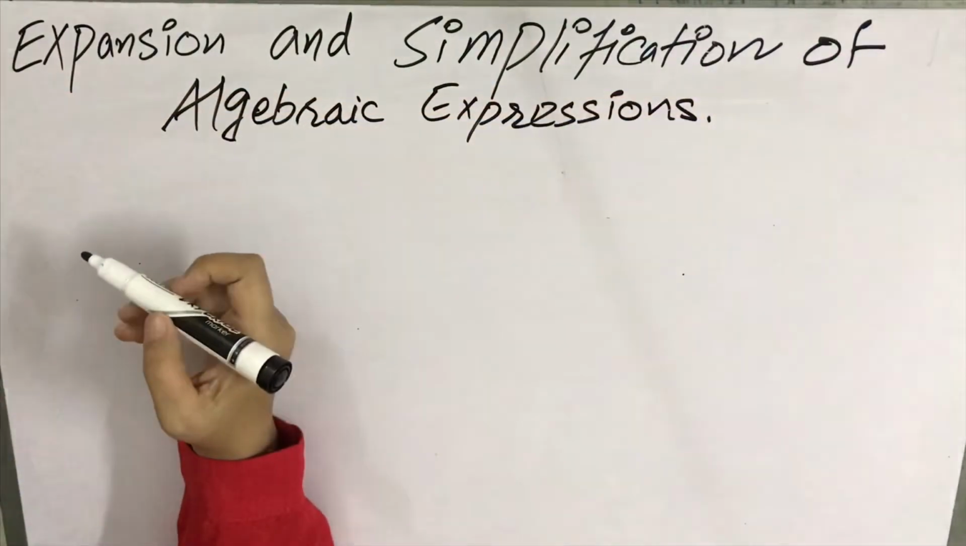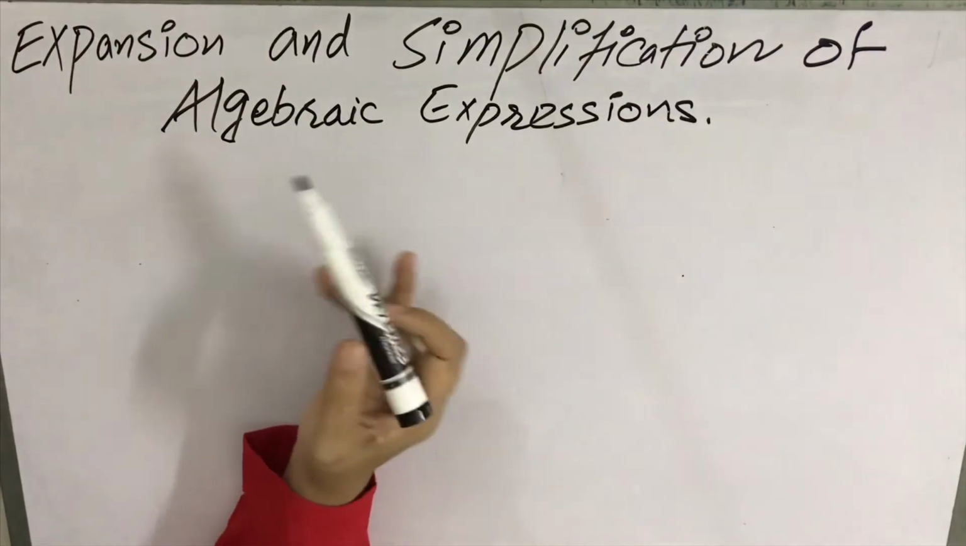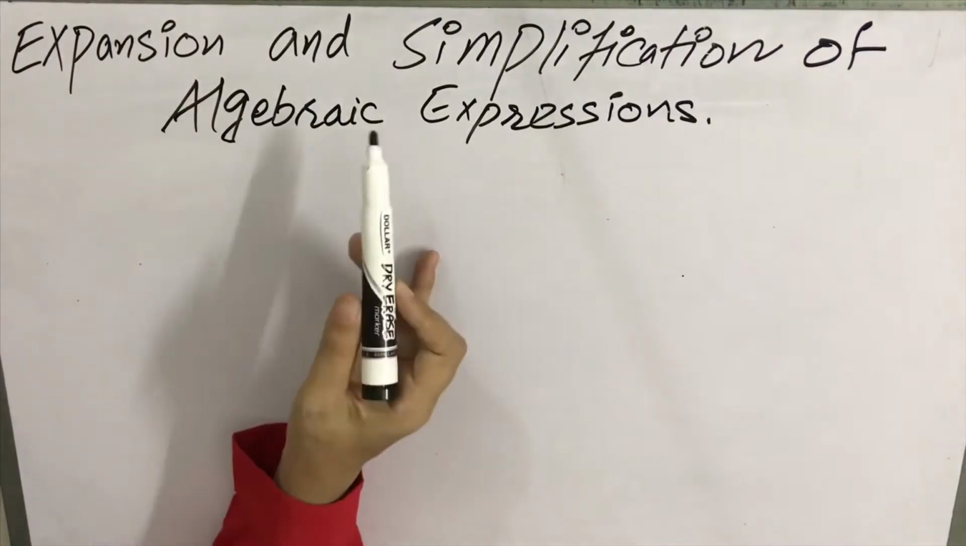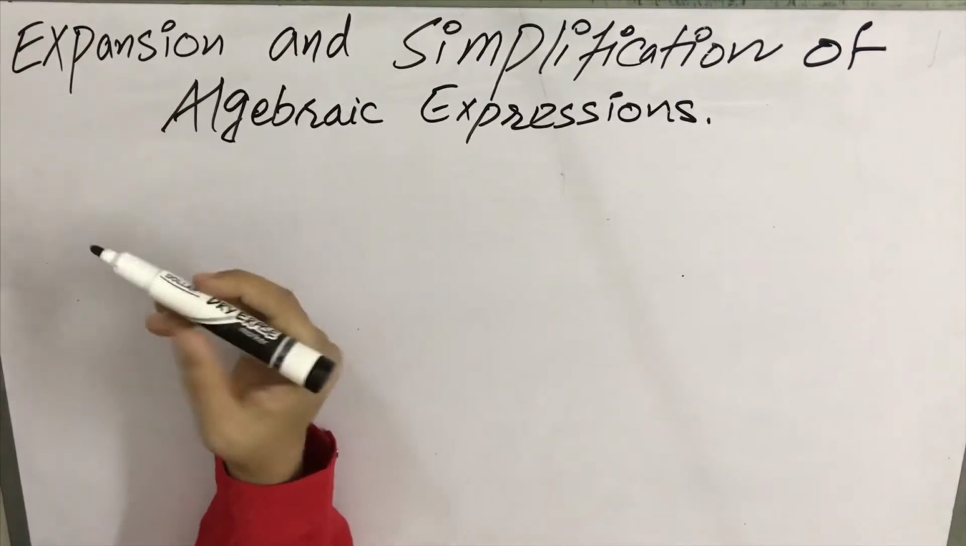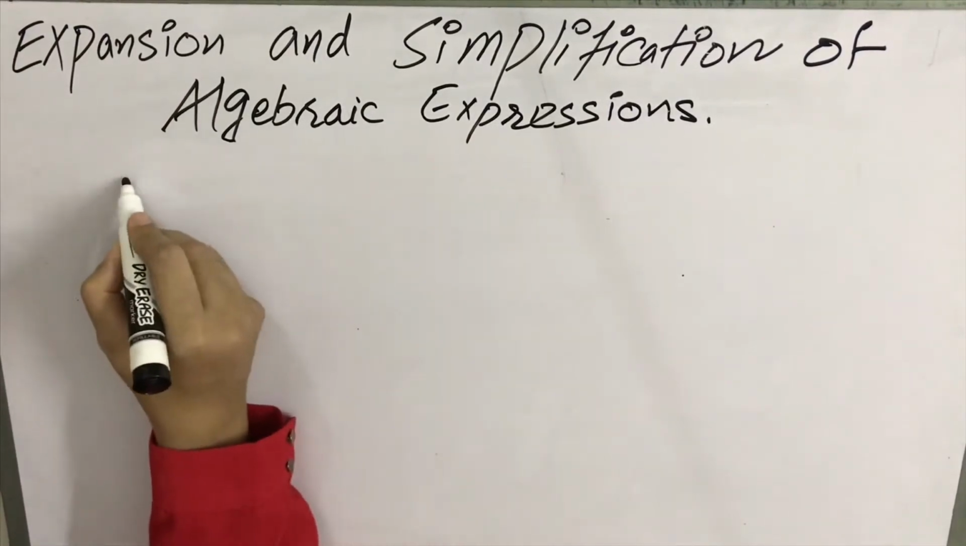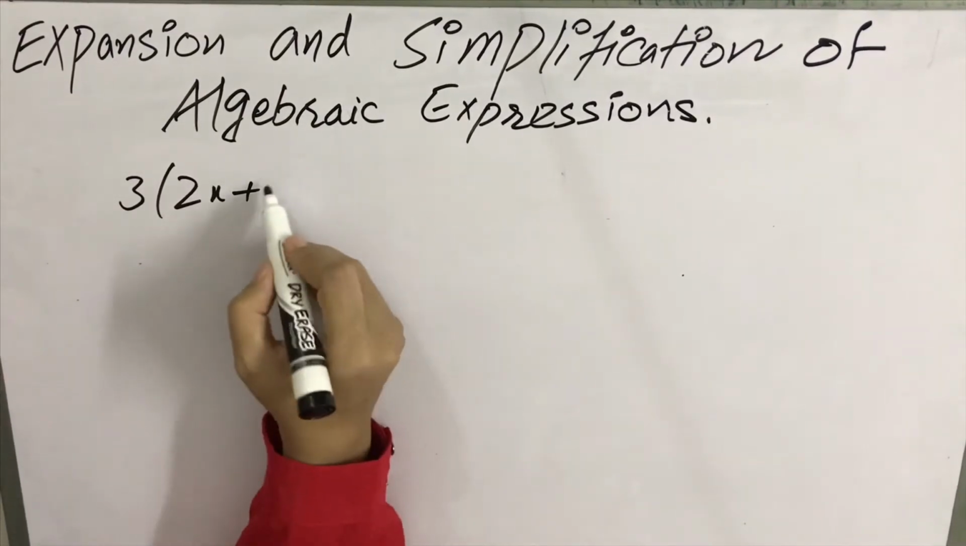Today we are going to learn how to expand and simplify an algebraic expression. The topic is expansion and simplification of algebraic expressions. So when we have to expand, basically we have to remove the bracket. I start with a small expression: 3 bracket 2x plus 1.